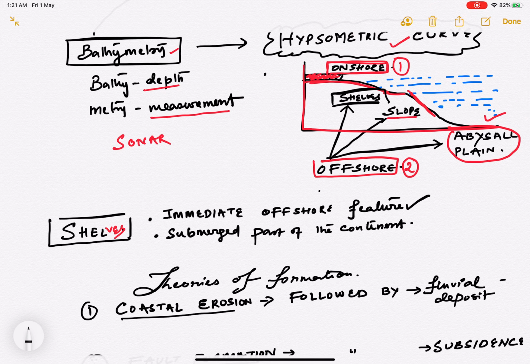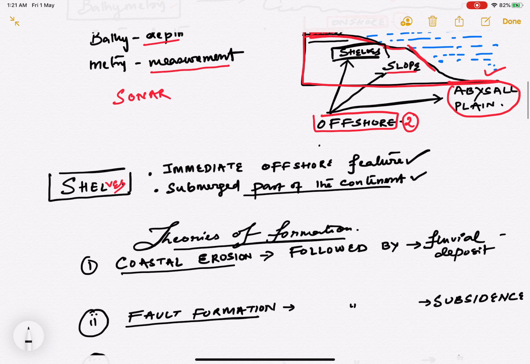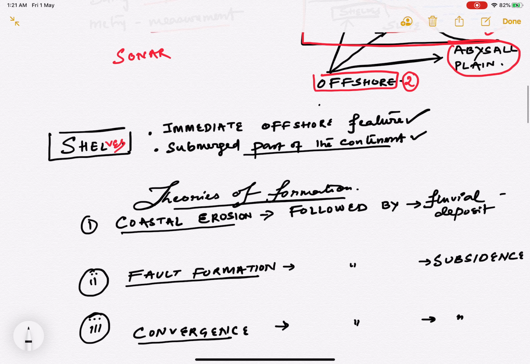With respect to the continental shelf, remember that it is the immediate offshore feature. What is this immediate offshore feature? It is the continuity of your continental margin, the submerged part of the continent. Now, what are the theories of its formation? Number one is coastal erosion, followed by fluvial deposits, and then subsidence. It means your coast is eroded.